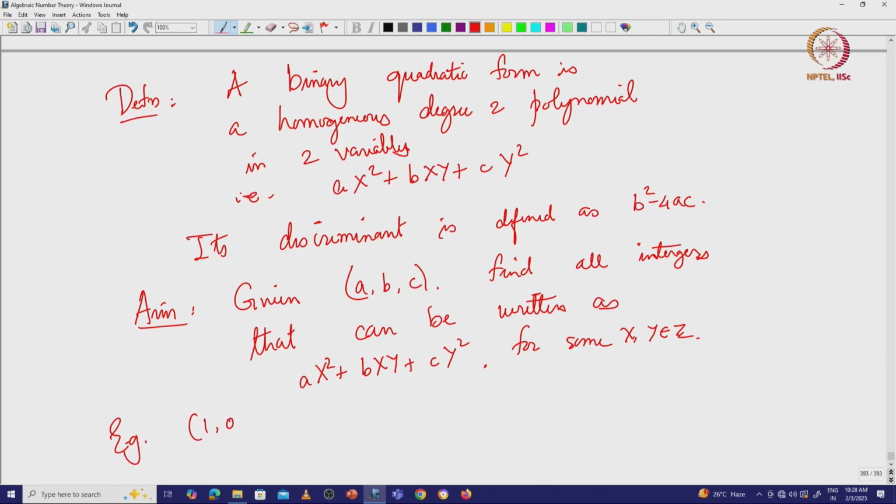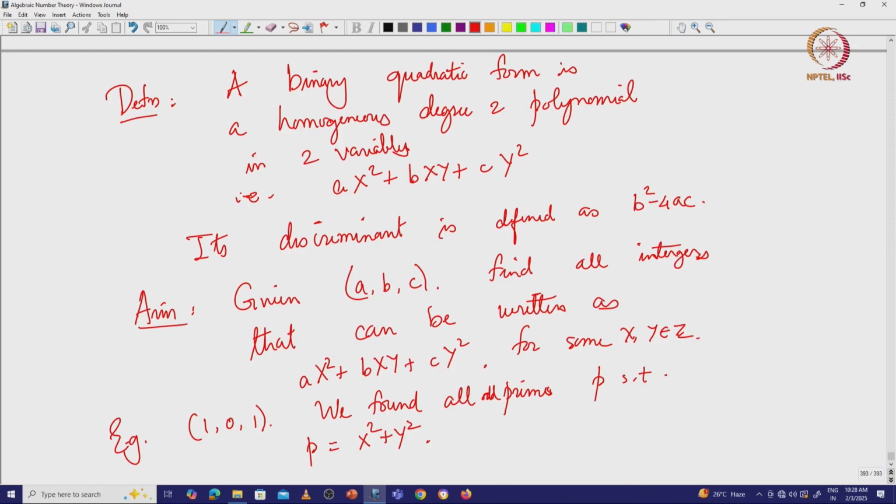if you take 1, 0 and 1, we found all odd primes P such that P is x² + y². And with a little bit of work, you can find all integers that can be written as x² + y².